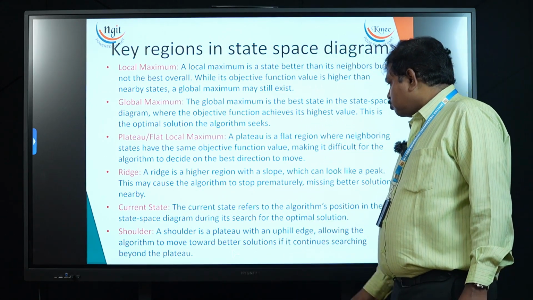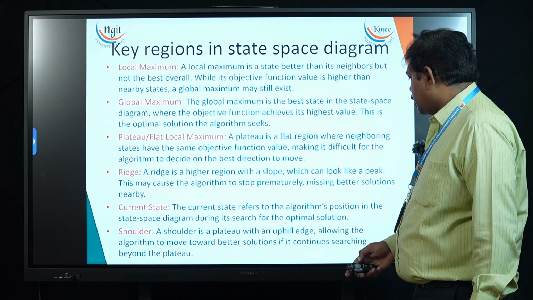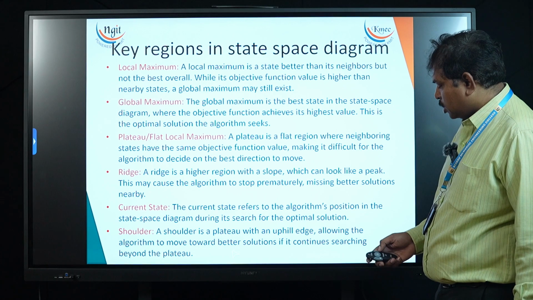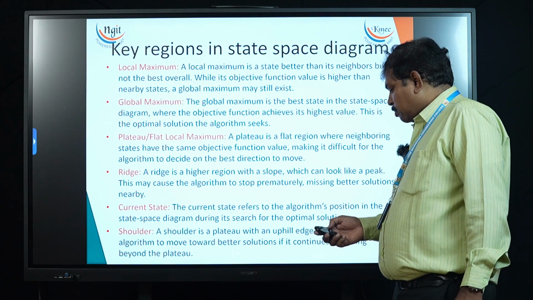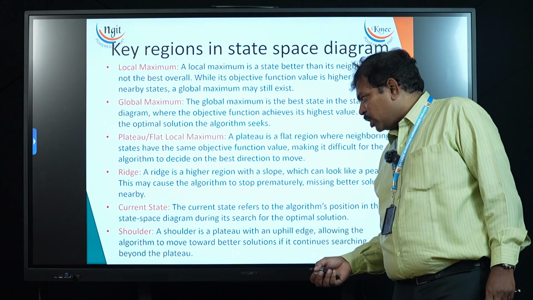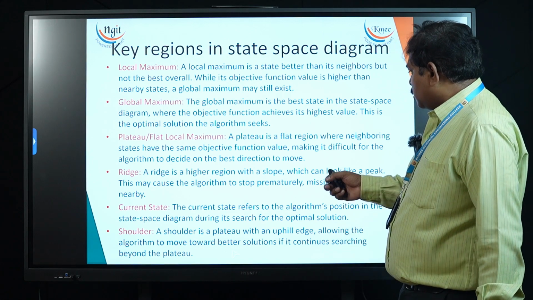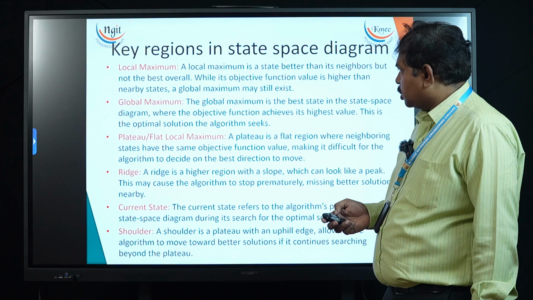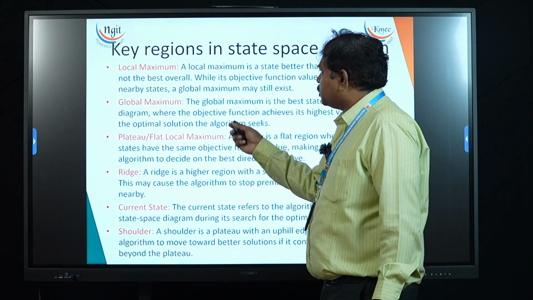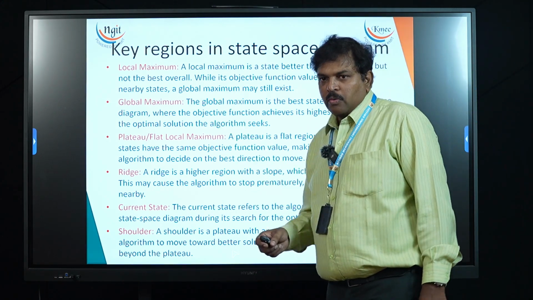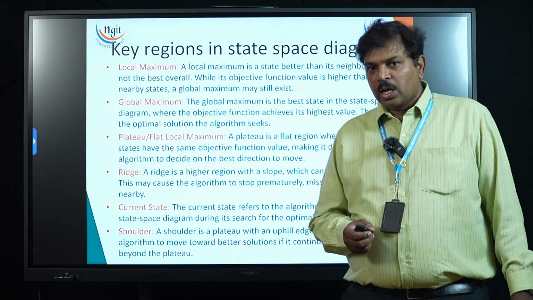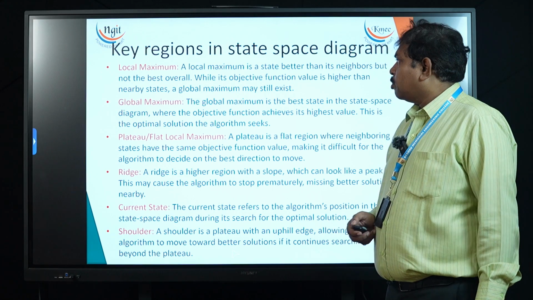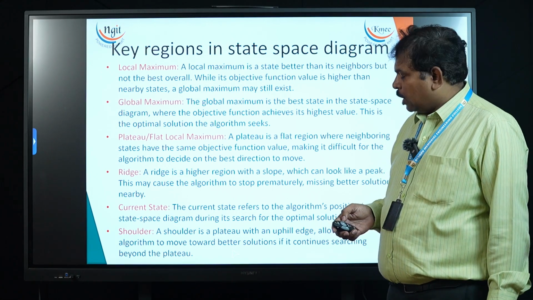A shoulder is a plateau with an uphill edge, allowing the algorithm to move toward a better solution if it continues searching beyond. At one point of time we reach a state that helps us move to the next better position. So these are some terminologies we use in the hill climbing algorithm. In the next section we solve one block world problem, and see how we can solve a block world problem using hill climbing.